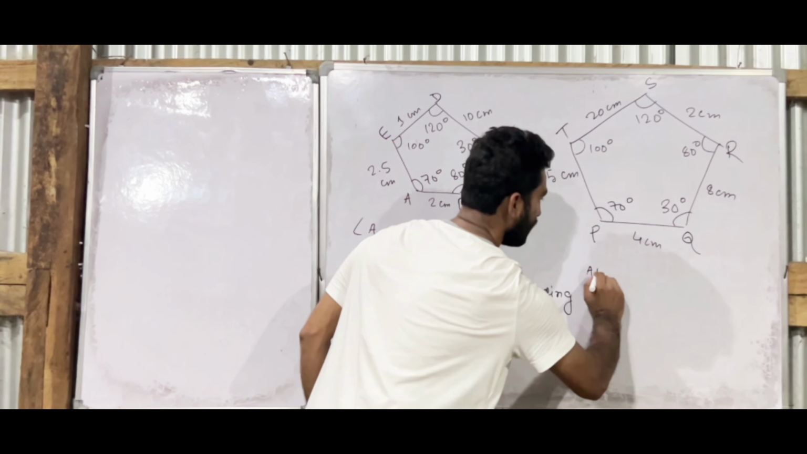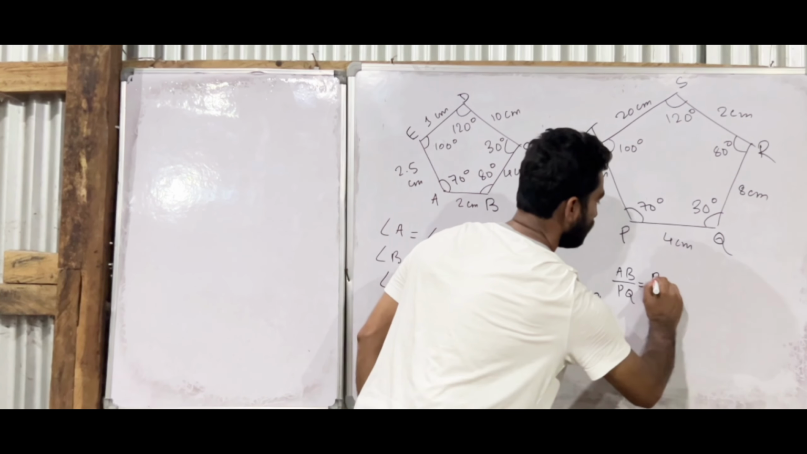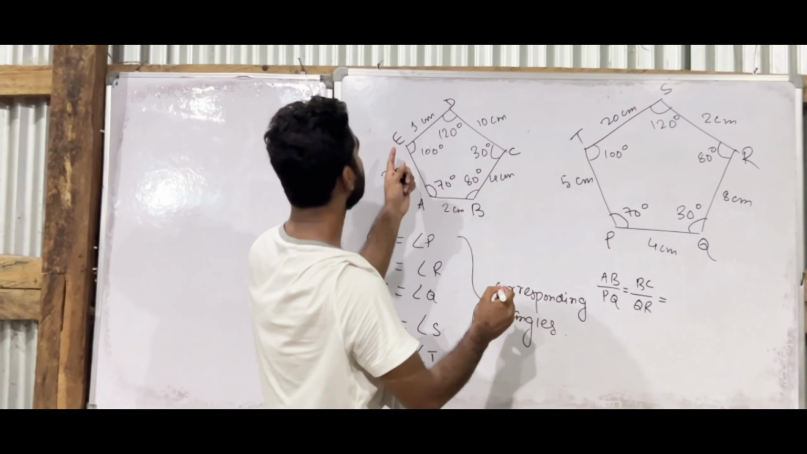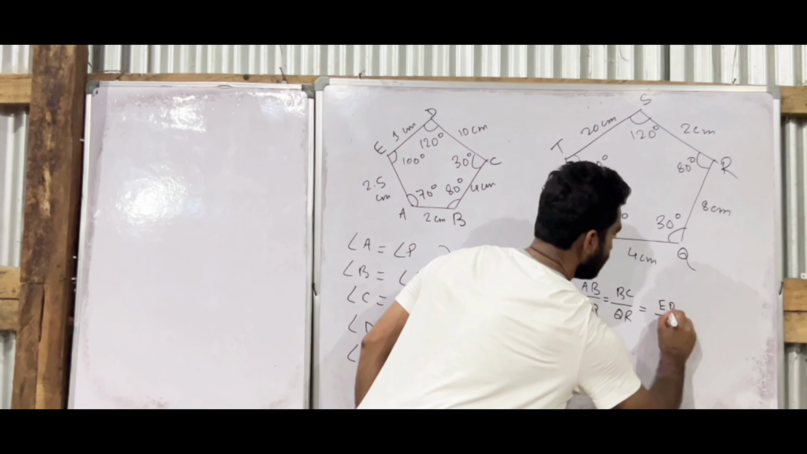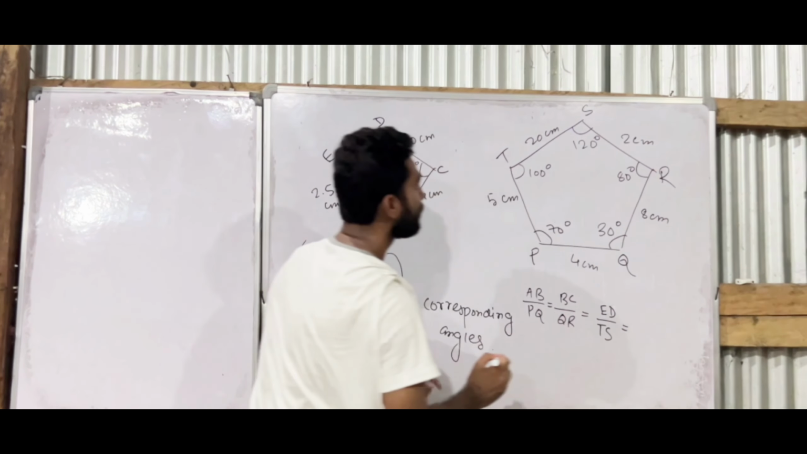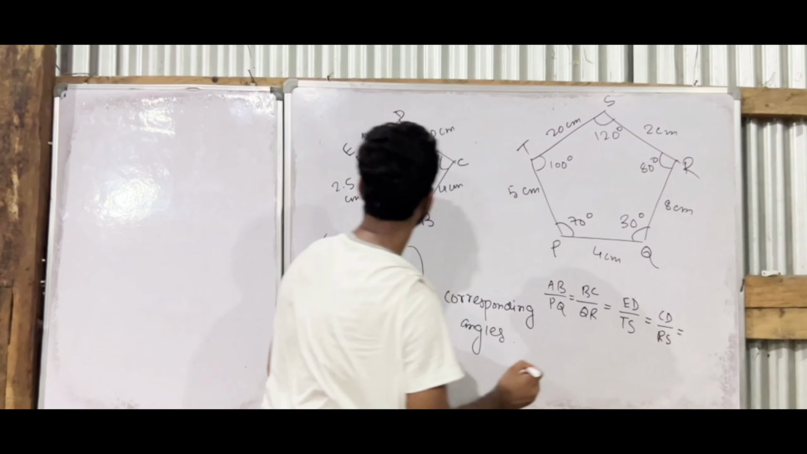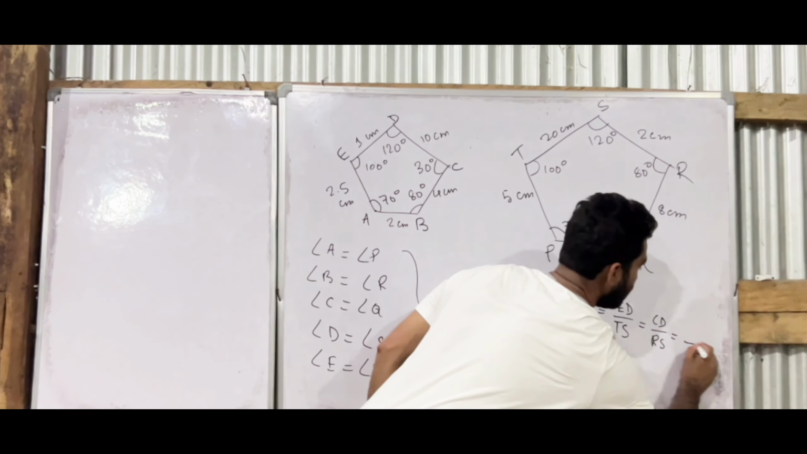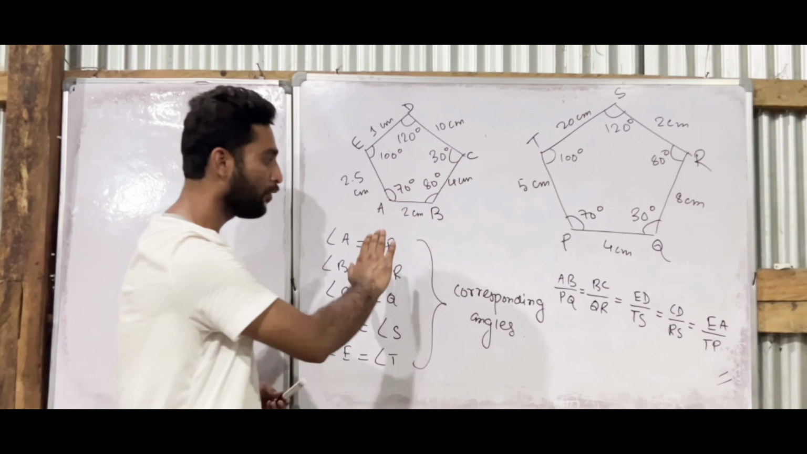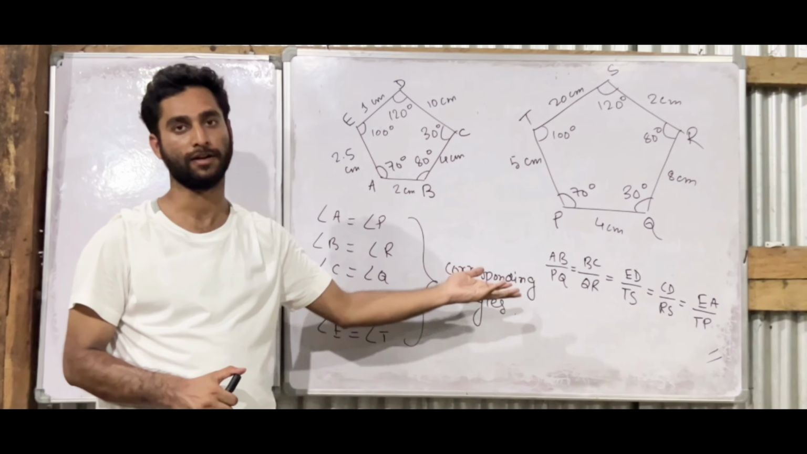If you divide AB by PQ, we will get 1 by 2. If you divide BC by QR, you will get 1 by 2. If you divide ED by TS, we will get 1 by 2. Then if we divide CD by RS, then also we will get 1 by 2. If we divide EA by TP, then also we will get 1 by 2. So if both conditions are satisfied, then only can we say that the given polygons are similar.